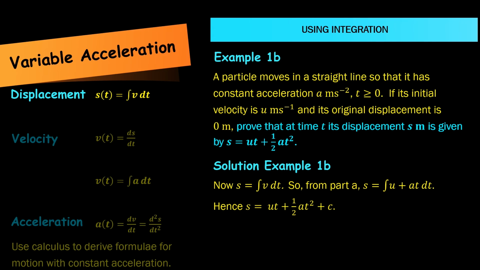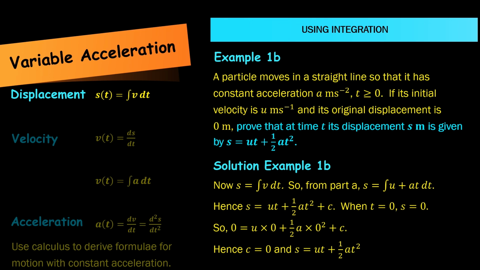And then integrating this gives us ut plus a half at squared plus the constant of integration. But when t equals 0, we have that s equals 0 also. And therefore, plugging these values into our equation for s, as shown, will help us find the constant of integration, which is of course 0. And therefore, s equals ut plus a half at squared.